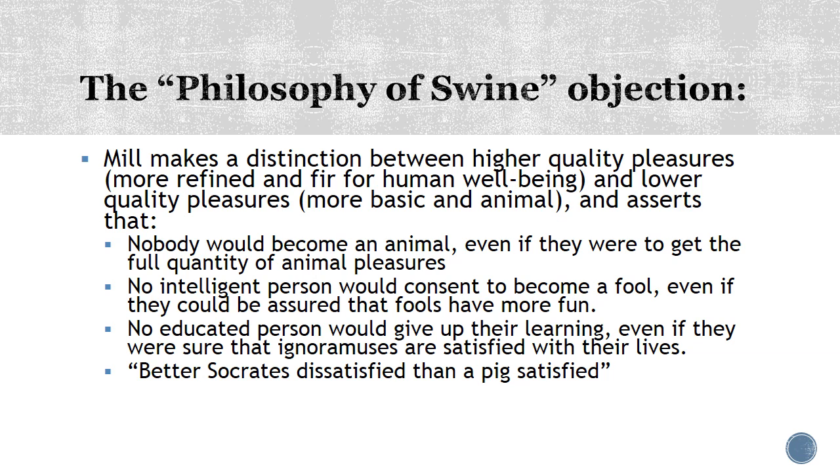Also, Mill says that no intelligent person would consent to become a fool, even if they could be assured that fools have more fun. And no educated person would give up their learning, even if they were sure that ignoramuses are more satisfied with their lives. The famous quote is, "It is better Socrates dissatisfied than a pig satisfied." The reason he comes up with the difference between all these things is that all of these more elevated pleasures, these more human pleasures, the more intellectual pleasures, they are of higher quality than the basic pleasures.